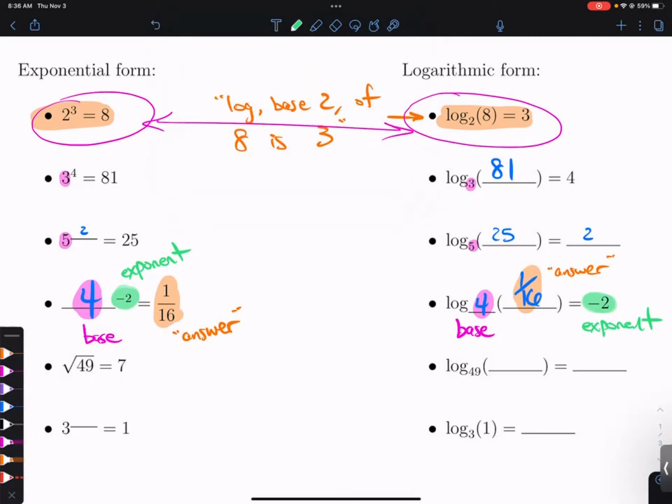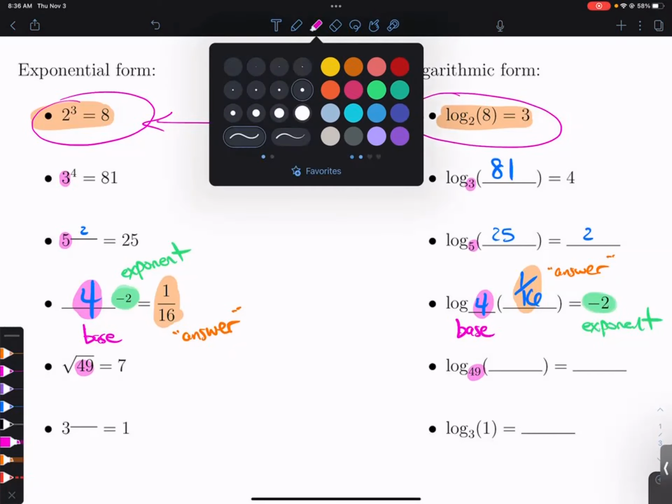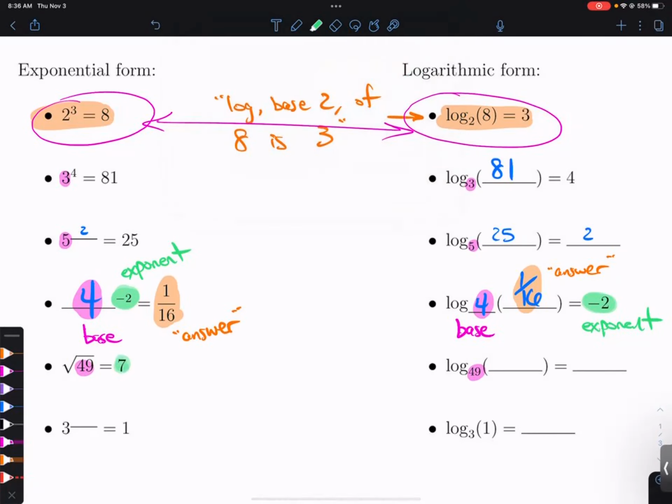Okay, square root of 49 is 7. So the log base 49 of 7 is... square root, right? So what's a square root as a power? Square root means you take the thing and break it into 2 equal pieces. So it's a 1/2, right?